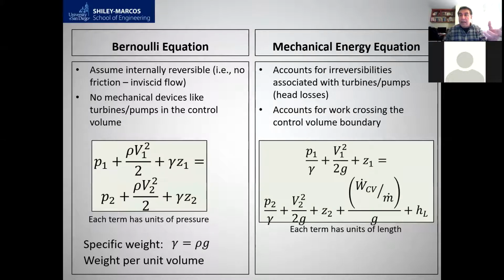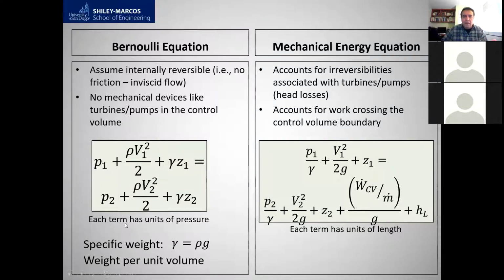We call it dynamic head. So we're going to be talking about head loss in fluid mechanics: head loss, velocity head, potential head, pressure head, and so on. Each term in the Bernoulli equation has units of pressure, maybe Pascal or PSI. Okay. And specific weight, gamma. Okay, my friend, we use this a lot in fluid mechanics. Gamma equals rho g.